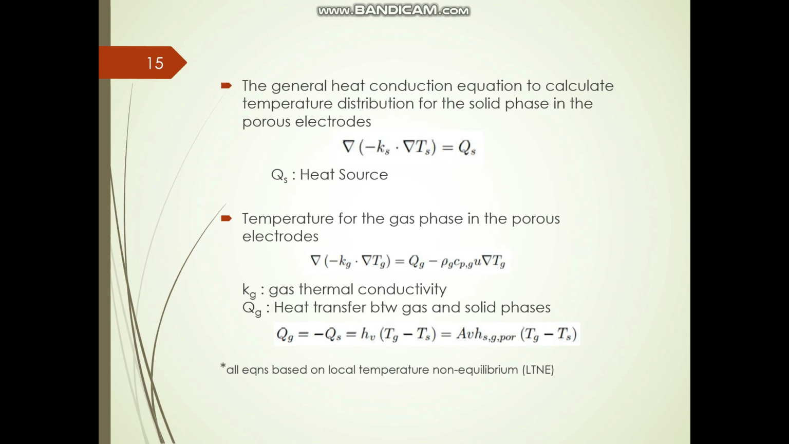Both these equations are based on the local temperature non-equilibrium model, where the temperatures of gas and solid phases are not assumed to be locally the same, as assumed in the local temperature equilibrium model. The last equation here represents heat transfer between gas and solid phases, and it accounts for the convective mode of heat transfer in the fuel cell. Its general equation, as heat transfer in convection, is given by h into delta T, where h is the coefficient of heat transfer.